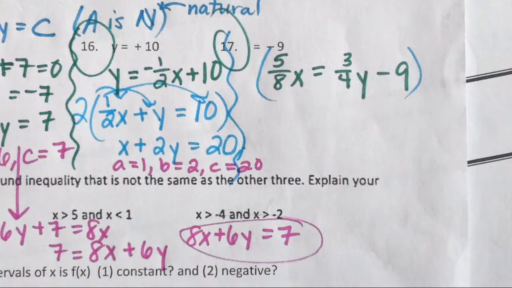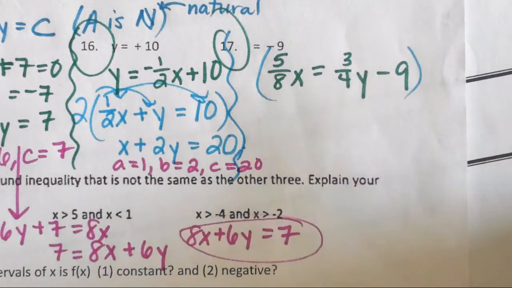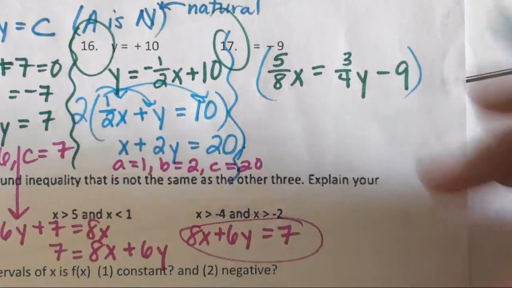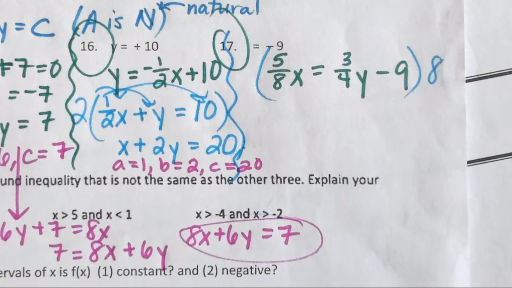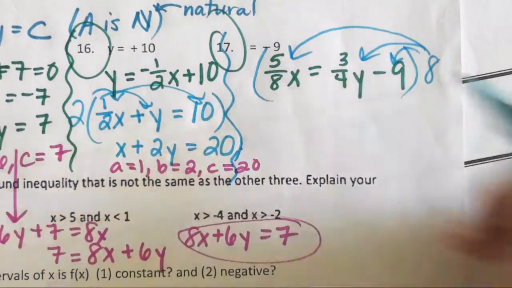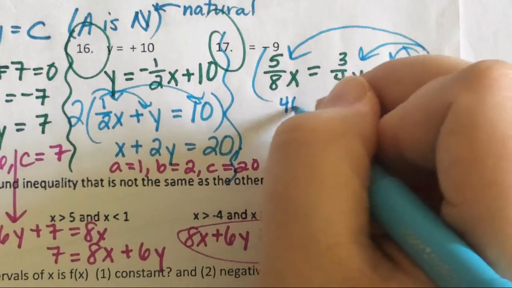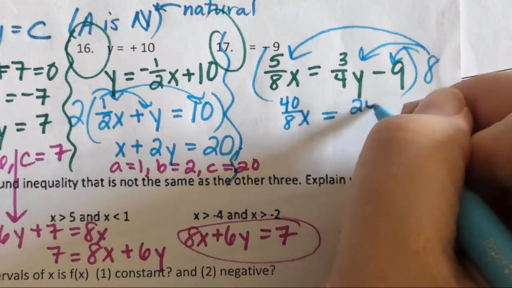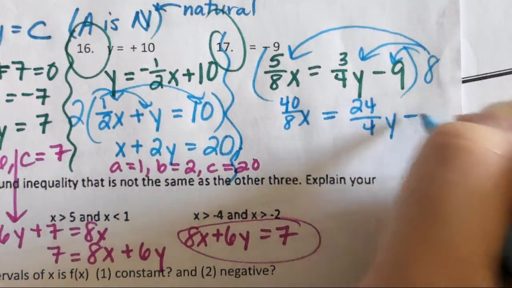The easiest thing to do is multiply by some number that's going to end up killing off all the fractions. We could multiply by 16, but there's a smaller number that 8 and 4 both go into, and that is 8. 8 divided by 8 is 1, 8 divided by 4 is 2, so that's the perfect thing to pick. When we distribute that 8, we end up with 40 over 8x equals 24 over 4y minus 72.